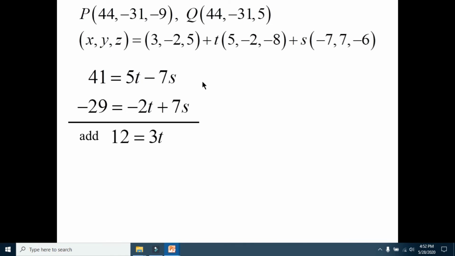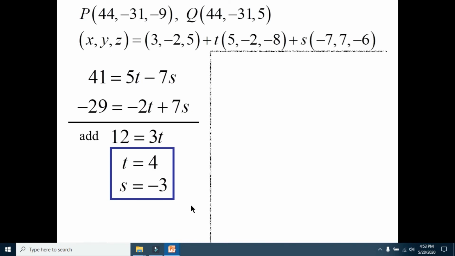And we get 12 equals 3t, and we know what t is. T is 4. Plugging 4 back in, I didn't show the work: 5 times 4 is 20, and drag it over here, you've got 21 divided by minus 7. So s will be minus 3. Now what? Well, t equals 4 and s equals minus 3 satisfies our x and our y.